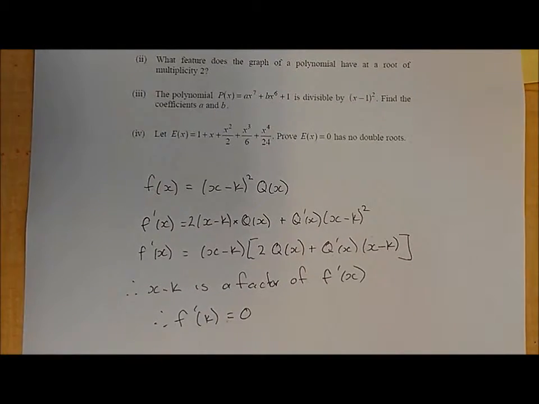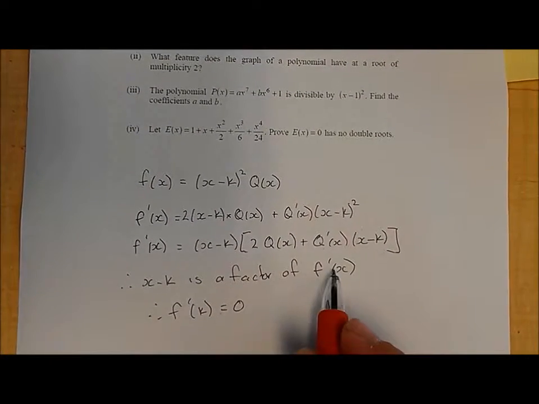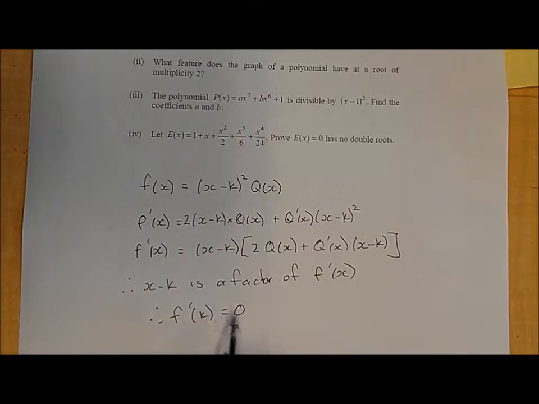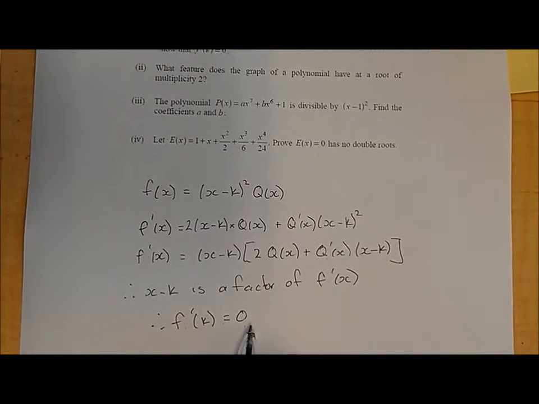So, sorry, missed that last bit, so there it is again. x minus k is a factor of f dash of x, f dash of k is equal to 0. So that's the first one.